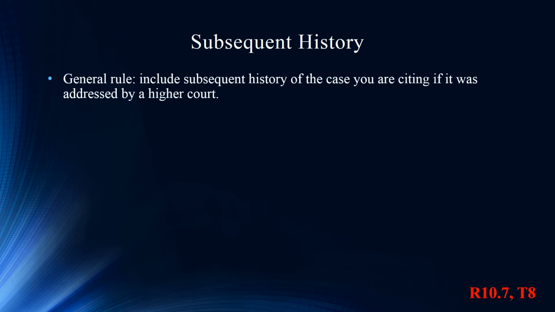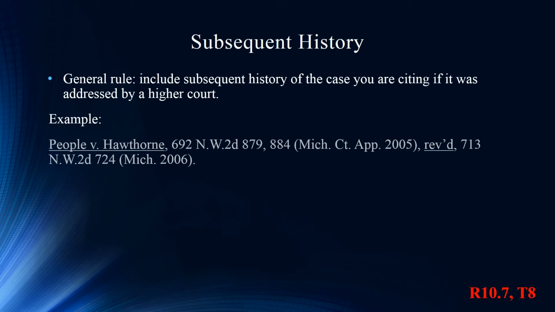The general rule is to include subsequent history of the case you are citing if it was addressed by a higher court. Take a look at this example. People v. Hawthorne was decided by the Michigan Court of Appeals in 2005. Then that decision was reversed by the Michigan Supreme Court in 2006.